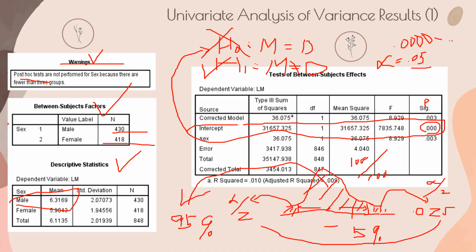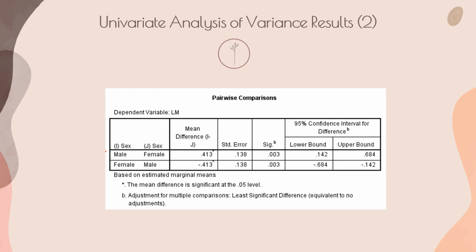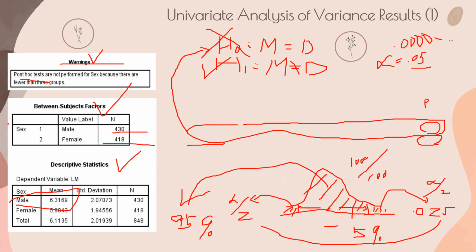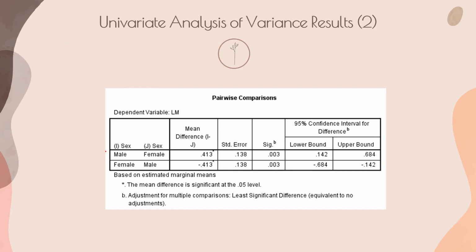But the importance right here is that sex is significant. That means they have a clue. Maybe male is different from female. Let's check it. Let me ask you a quick question. If you don't have a descriptive table right here, can you make a judgment? Is male bigger or female bigger for the mean?